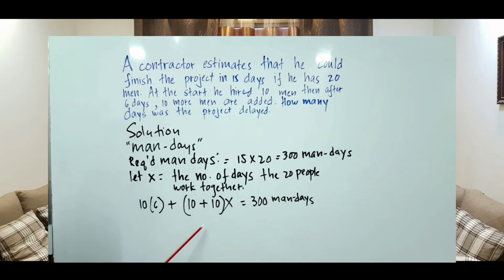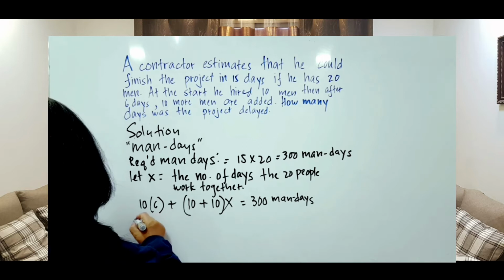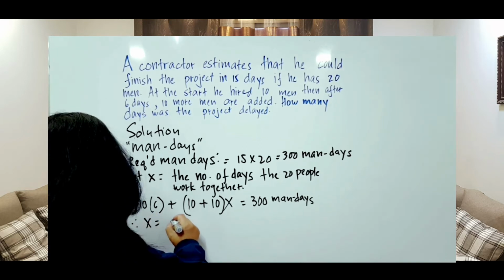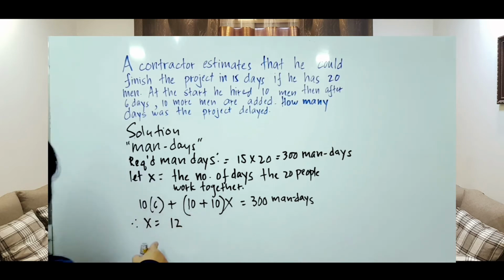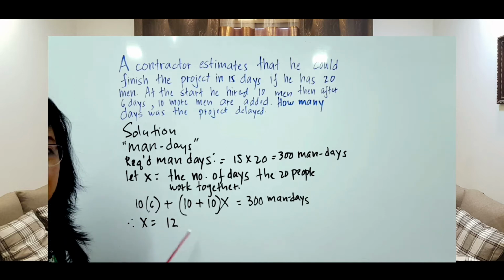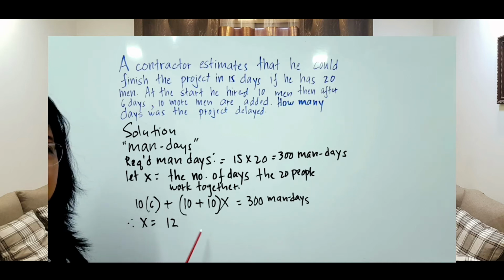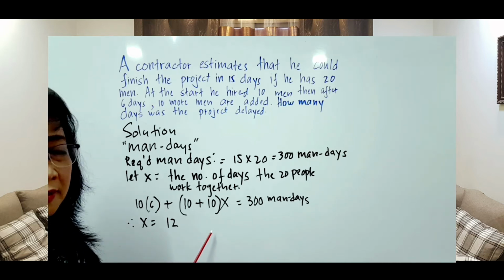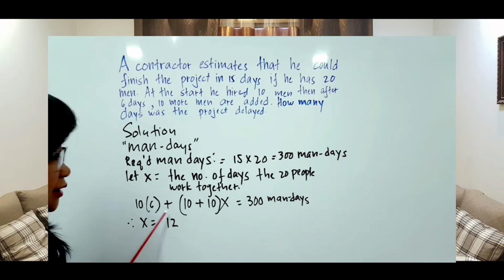Now, solving all this one, X therefore is equal to 12. So, X which is equal to 12, this is the number of days that 20 people work together. And the beginning is 10 for 6 days, then an additional of 10 on the remaining days. So, this is the Mondays. These people work together till finish.